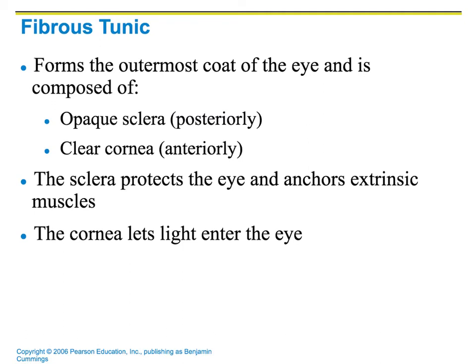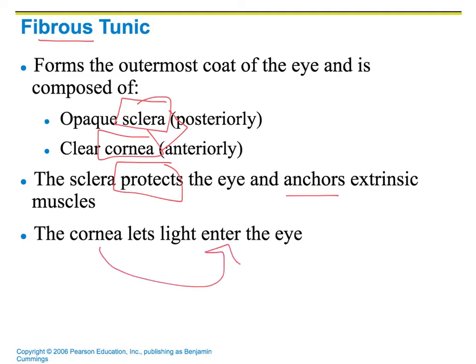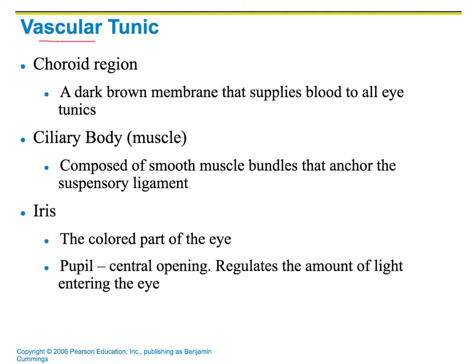The outer tunic, otherwise known as the fibrous tunic, is composed of the sclera posteriorly and anteriorly the cornea. So this is one continuous structure. The sclera functions in protection and as an anchor point for your rectus muscles, and we know what the cornea does. Laser surgery reshapes the cornea. The middle region supplies blood and nutrition to the eye, otherwise known as the choroid region.